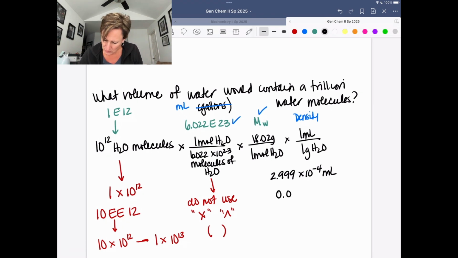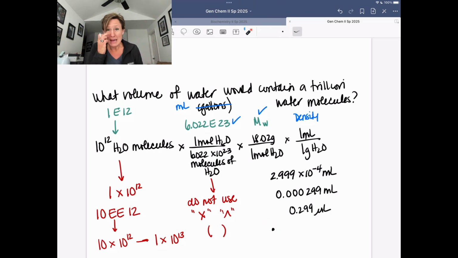Okay, so this is 0.000299 milliliters. This is 0.299 microliters. Now, I don't know if you've ever used pipettes before. Pipettes can pretty much go down to about 1 microliter. If I were to put a microliter of water on my iPad, it kind of looks like the tiniest little drop of water. So I probably could see a water droplet that contains 1 trillion water molecules.